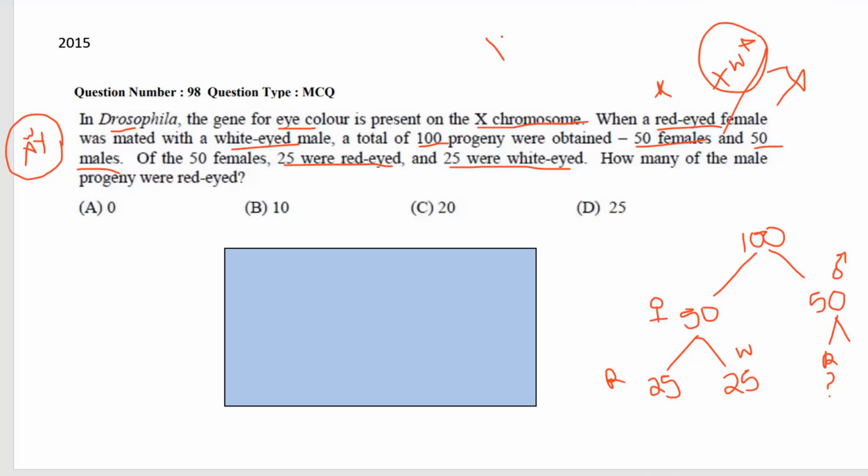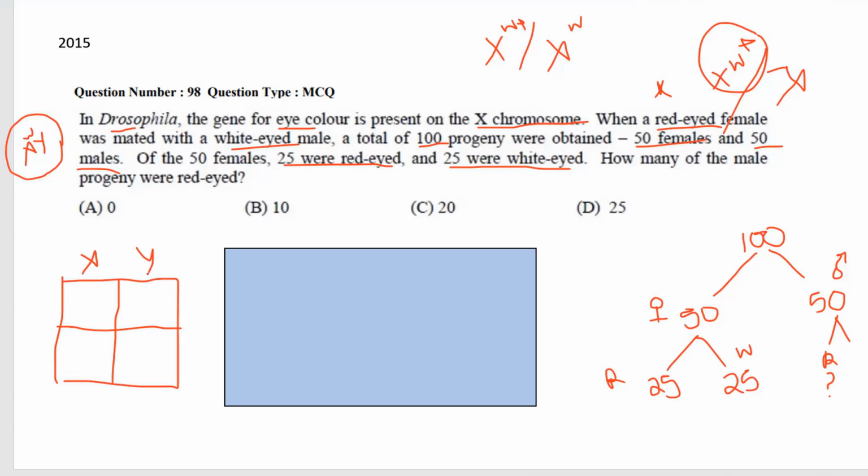So the mother's genotype will be X^w+ containing the red gene and X^w containing the white gene. So the mother is heterozygous. So let's create a Punnett square like this. Here we keep the father X^w and here we keep the mother X^w and X^w+.